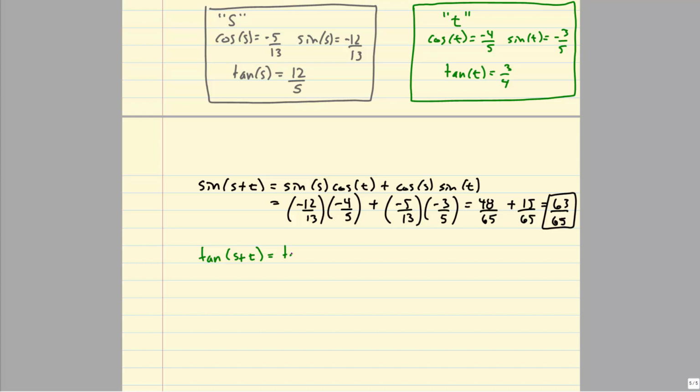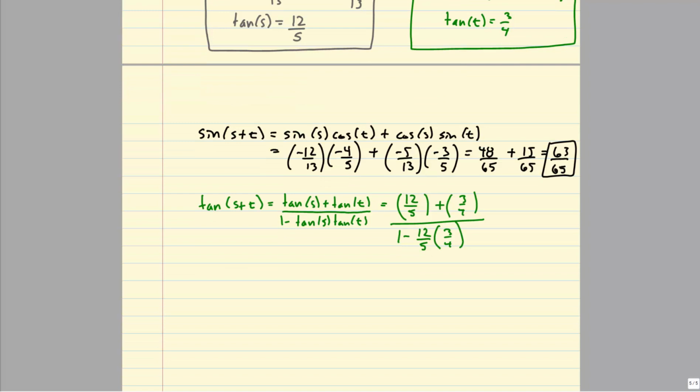So the tangent of s plus t would be the tangent of s plus the tangent of t over 1 minus tangent s tangent t. Now it looks like we're going to have some layered fractions here, so we're going to have to be able to work with those. Tangent of s was 12/5, I already have that, plus tangent of t was 3/4, all over 1 minus 12/5 times 3/4. So I definitely have some fractions that I need to work with here.